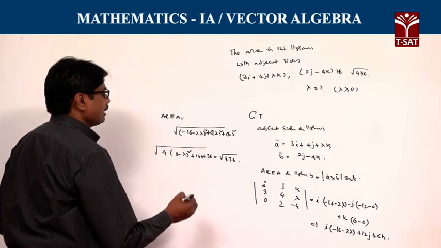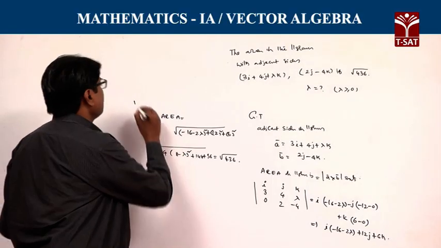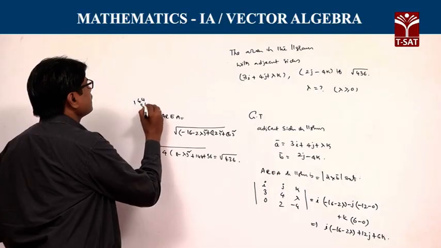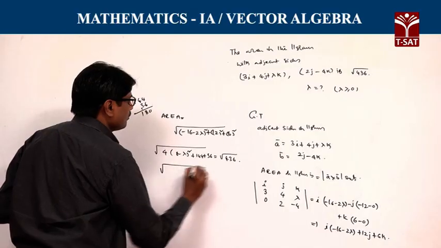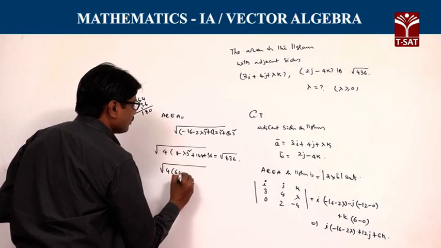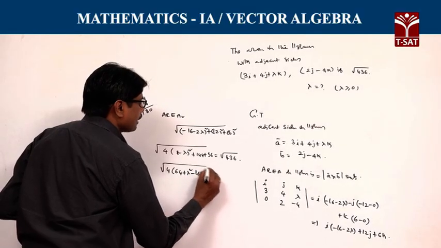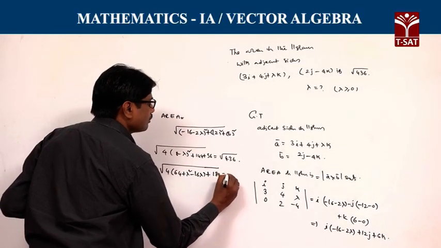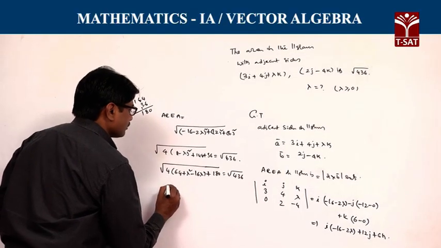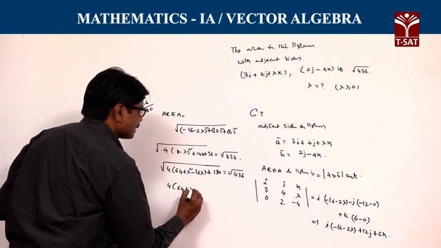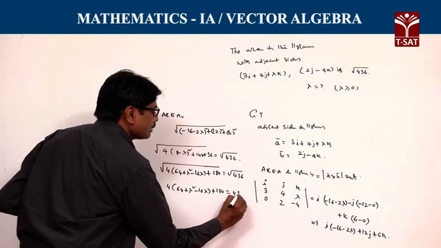Both are absolute, so squaring both sides. 144 plus 36 is 180, root of 4 times 64 plus lambda square minus 16 lambda plus 180 is equal to root 436. On squaring both sides, it is 4 times 64 plus lambda square minus 16 lambda plus 180 is equal to 436.